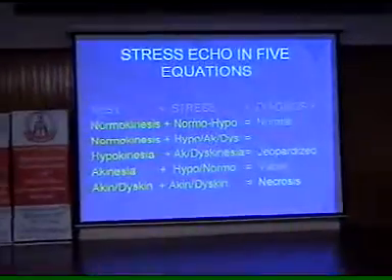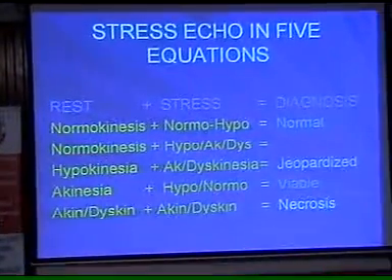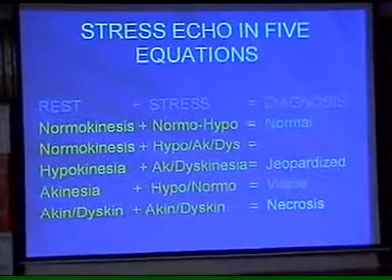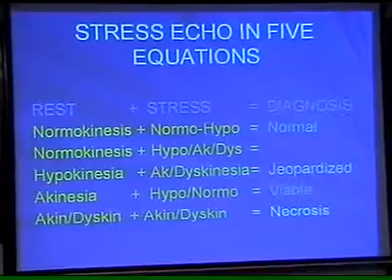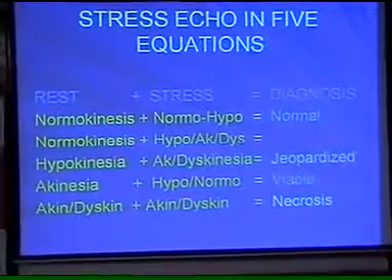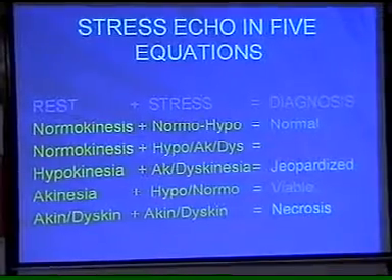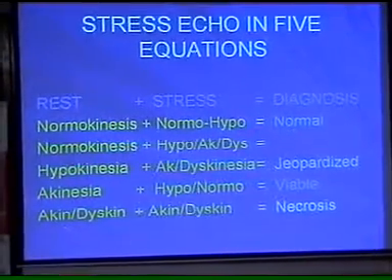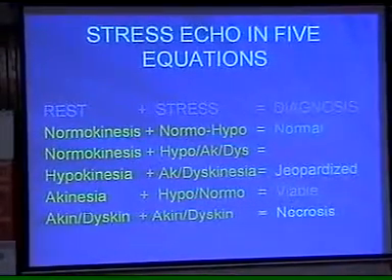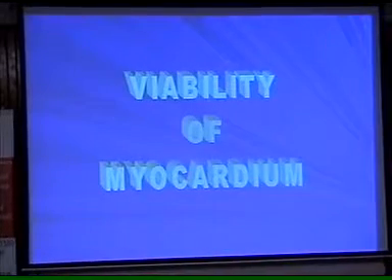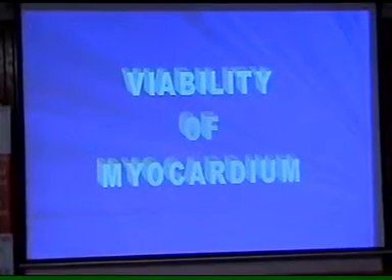So stress echo is used in five situations: rest, stress, and diagnosis. Normal kinesis, normal response, normal. Hypokinesia or dyskinesia, ischemia. Hypokinesia, akinesia, dyskinesia. Jeopardized: akinesia, hypo or normal, viable tissue, because it's a very good test to assess viability. And akinesia, dyskinesia during stress, the same, it's necrosis, gone, scarred. Viability is another issue of stress echo.